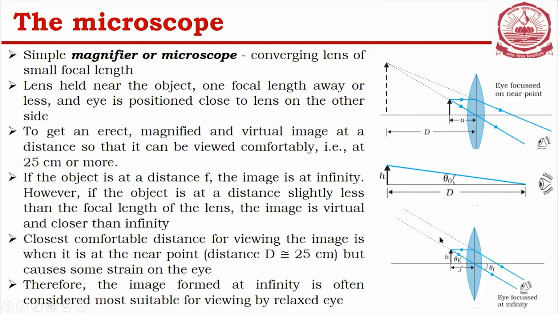You can see here exactly at a focal point. The first figure is away from the focal point, and the last figure is exactly at the focal point, so the eye is focused at infinite distance. This is what regards your simple magnifier.